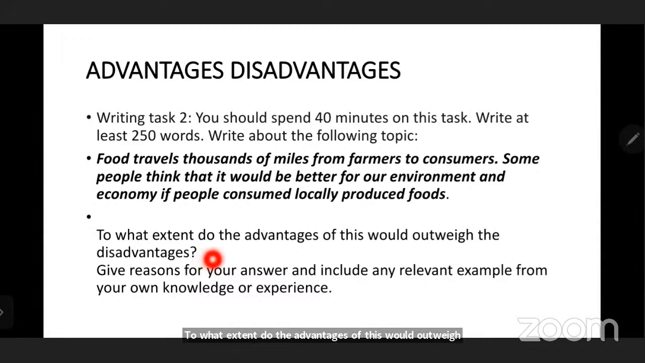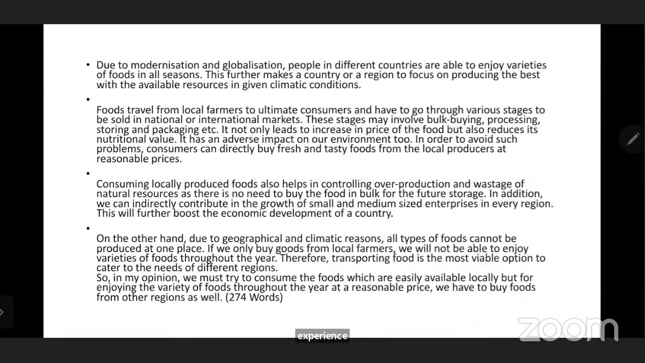Maksudnya apa? What it means? It means that you have to decide whether there are more advantages or there are more disadvantages. And then here you have to give your reason why you think there are more advantages or more disadvantages, and you have to give example from your own knowledge or experience. Let's see the example here.